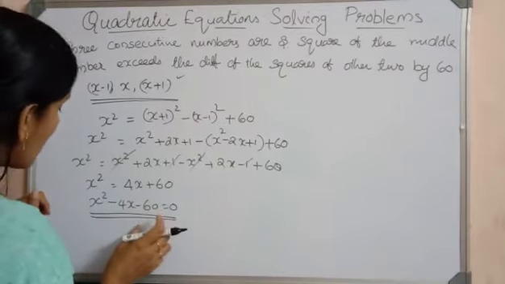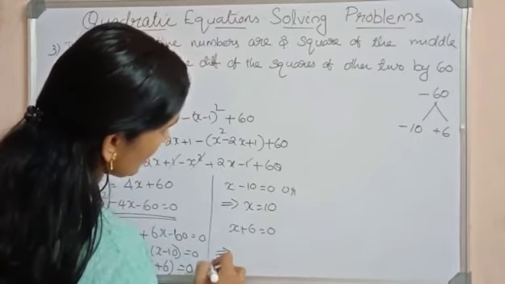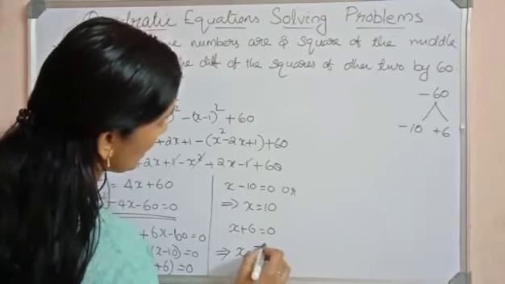So we can split this into x square minus 10x plus 6x minus 60 is equal to 0. So x into x minus 10 plus 6 into x minus 10 is equal to 0, or x minus 10 into x plus 6 is equal to 0. By zero product rule, x minus 10 is equal to 0 or x plus 6 is equal to 0. x minus 10 is equal to 0 implies x is equal to 10 and x plus 6 is equal to 0 implies x is equal to minus 6.